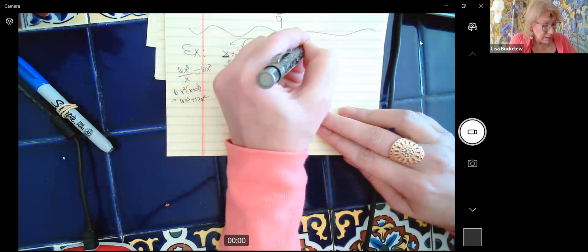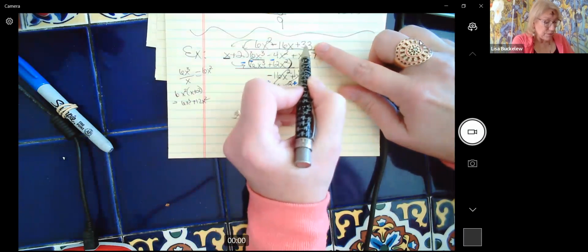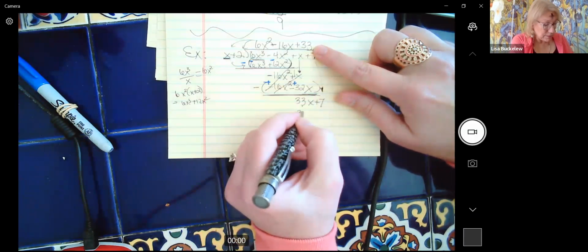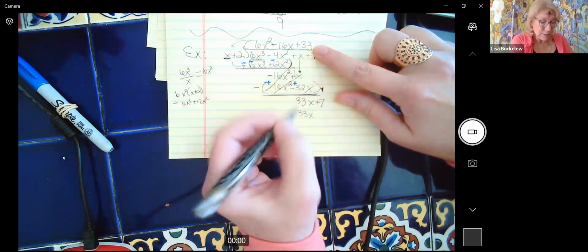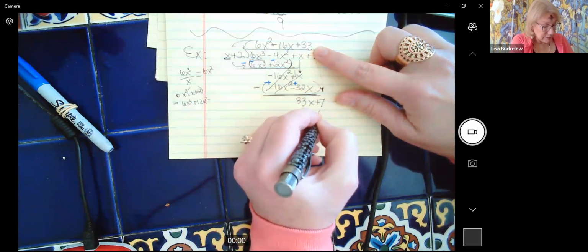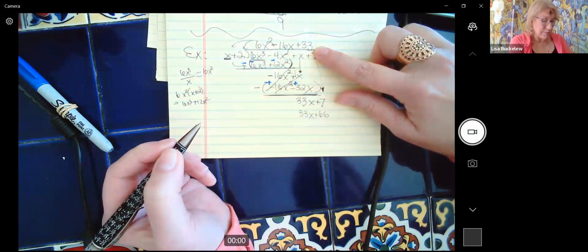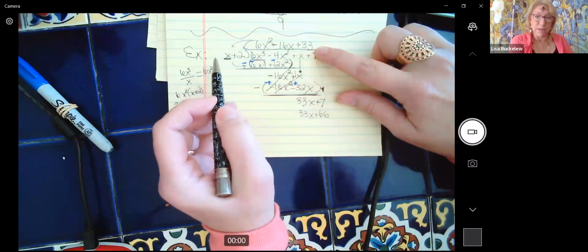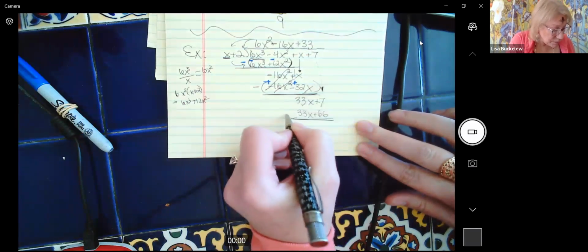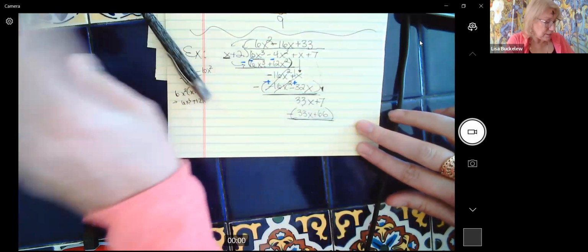So 33, and then I multiply. So 33 times x plus 2. So 33 times x, 33x. You always want those to match. And then 33 times 2 would be 66. Plus, everything's positive. So I did my multiplication. Now, the last step is you want to take whatever you get after you multiply every time and subtract it from the terms above.